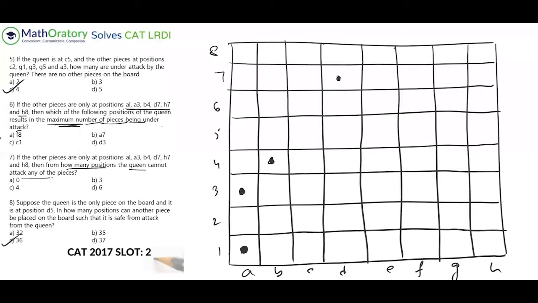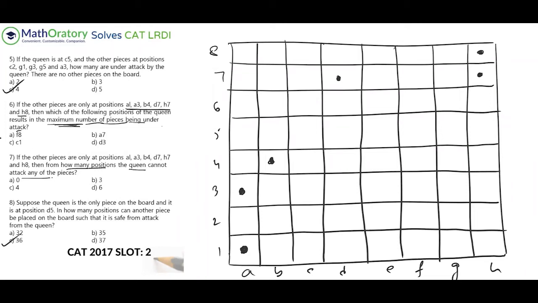D7 is another position. H7 is another position. And finally, H8 is another position, right? Now, for question number 6, we need to find the position on which, if the queen is kept, it attacks the maximum number of pieces, right? Ideally, in order to solve that question, you need to use the options. You have to figure this out.